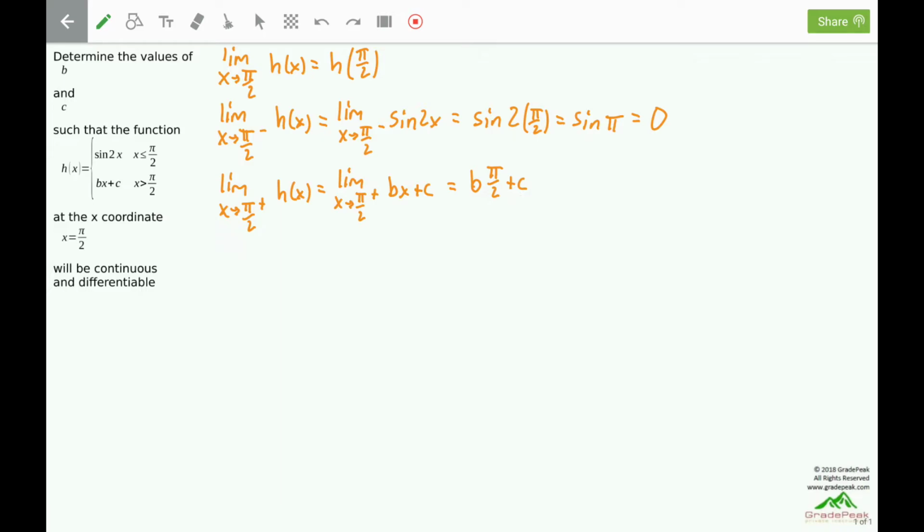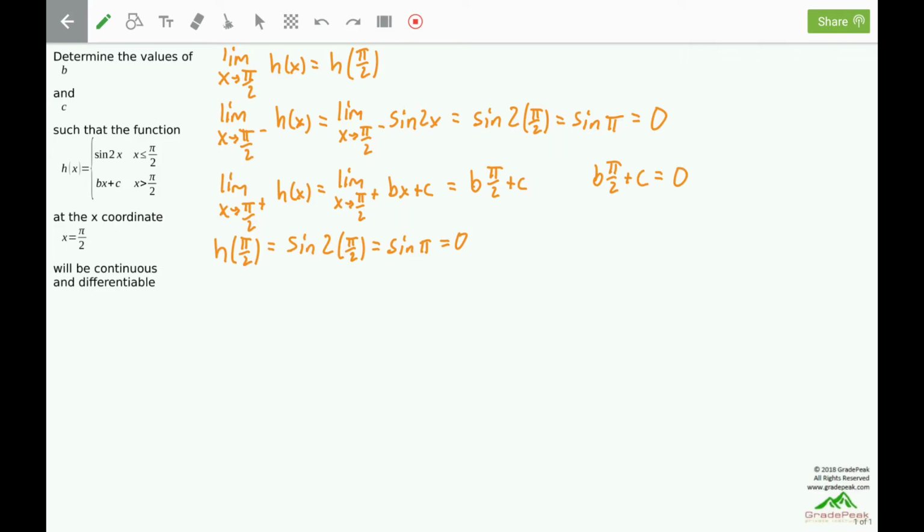The last thing we want to evaluate is h right at pi over 2. So we use the expression where the pi over 2 is included, and that's this first one here. So we can plug the pi over 2 right in for the x, and that'll be sine of 2 times pi over 2, which is sine of 2 pi over 2, or just sine of pi, which matches the left-sided limit, and it also comes out to a 0. All three of these have to match each other for continuity. So we know that b times pi over 2 plus c has to match the zeros that we're getting for the other two.